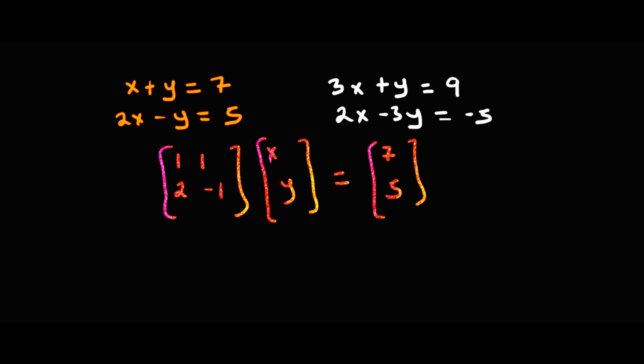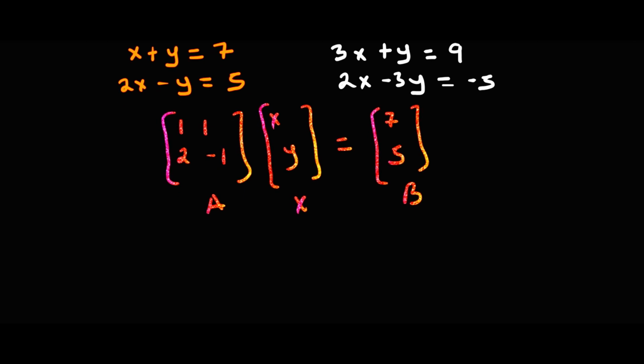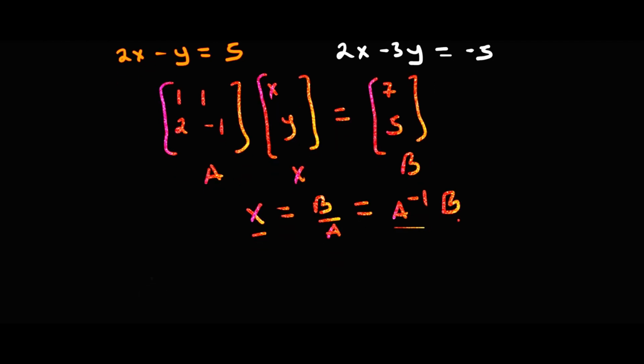So let's go ahead and label these matrices A, X, and B. The unknown matrix is represented by X, but you realize that you can get X by taking B over A, which is the same as A to the power negative 1 times B. In the real sense, this is just the inverse of the matrix A, that is the coefficient matrix. So for us to get X, we just pre-multiply B by the inverse of the matrix A. So let us go ahead and do that.